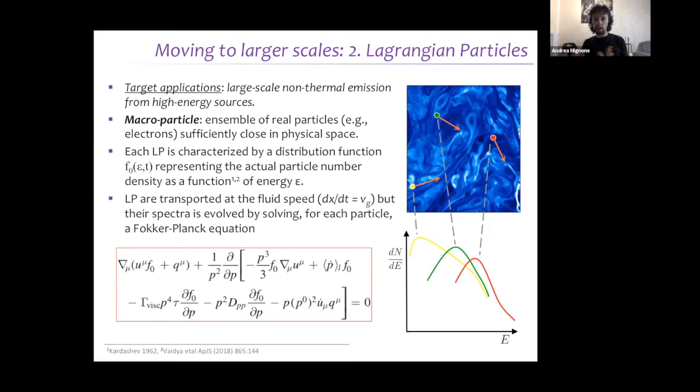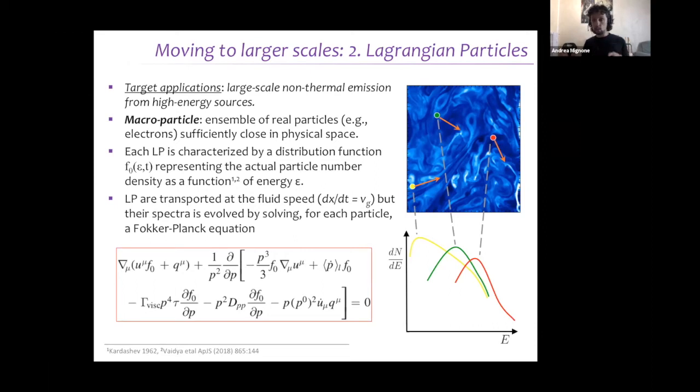consider the macroparticle, which is an ensemble of real particles, for example, electrons, that are very close in physical space, but not so close in momentum space. In other words, each particle, which is represented by a dot in this figure, is an ensemble of many electrons having a spectral distribution. What you do now is that at those scales, you can safely assume that these particles are transported passively with the flow.